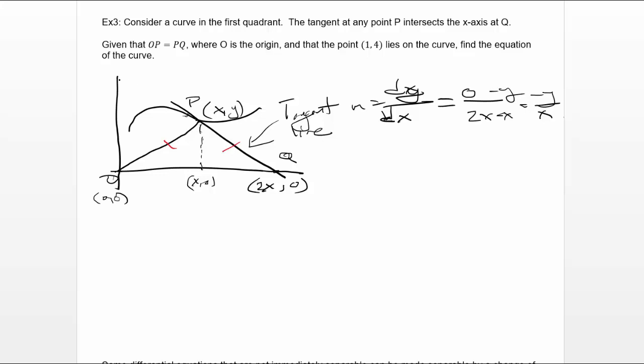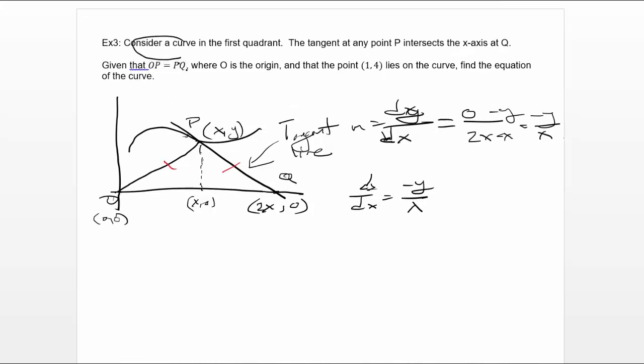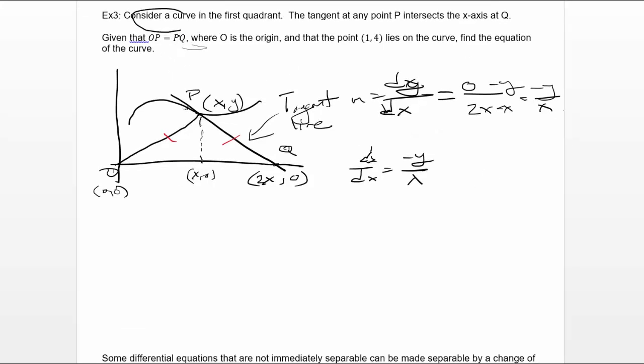So a differential equation for this original curve is the following: dy dx equals minus y over x, because the slope of the tangent at every point along this curve is always minus y over x, because of the property of the curve. So we can solve this. This is separable. I'm going to separate the x's and y's. I'm going to divide by y and multiply by dx and get 1 over y dy equals minus 1 over x dx.